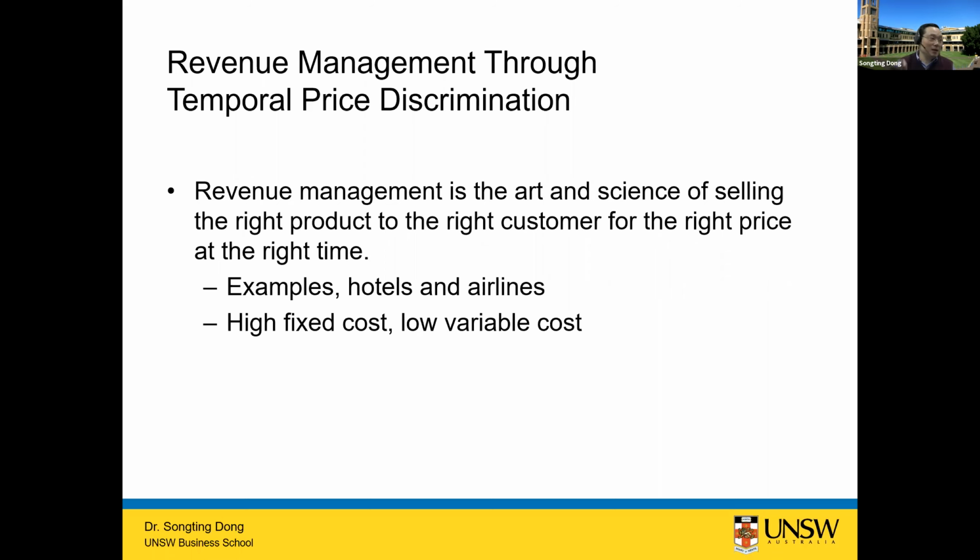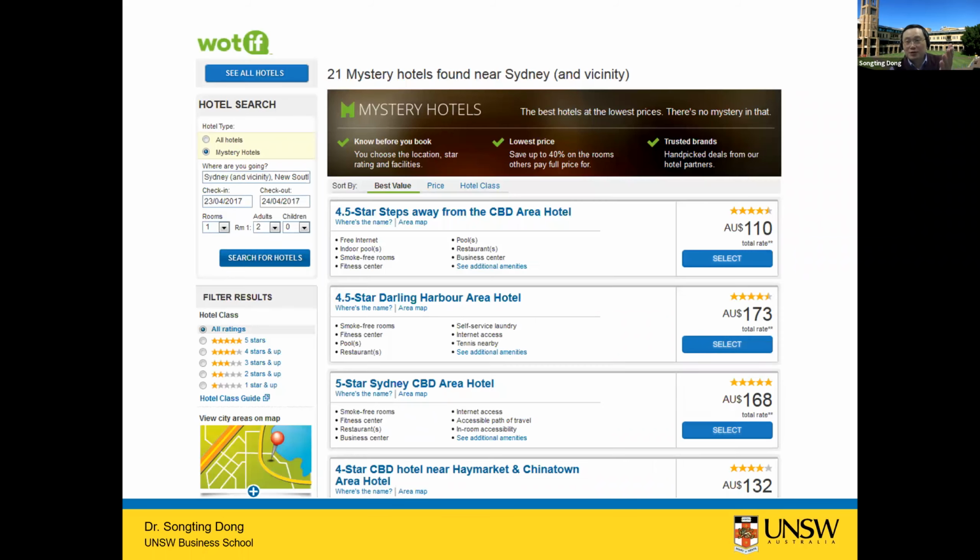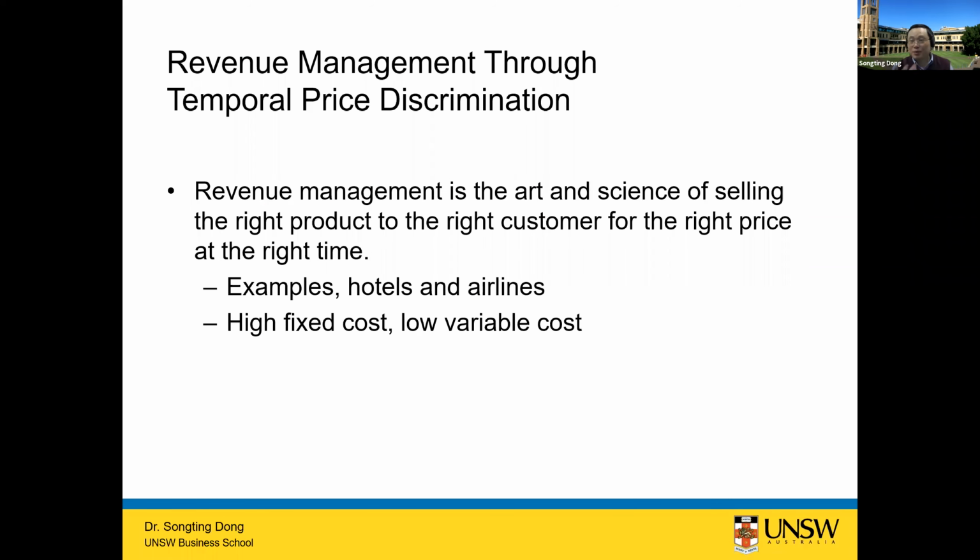Hotels, right? No matter whether people stay in the hotel or not, the building is there. The fixed cost is here. But as long as you can sell another additional room, the variable cost to clean everything, to put some additional toilet paper in the room, is a very low variable cost. So for those industries, people have thought a lot about how I can charge different customers different prices, right? So this opaque inventory may be one example to deal with that.